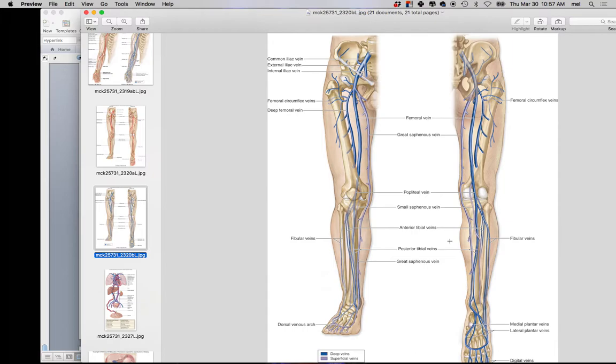You can see those vessels. So you got digitals, you got the dorsal venous arch, but then follow that up. That's going to go up here. Can't see this one very well, but this big honker right here is the longest vein in the body, and it runs just anterior to the medial malleolus. And that's called the great saphenous vein or the greater saphenous vein, just depending on which textbook you look at. Great saphenous.